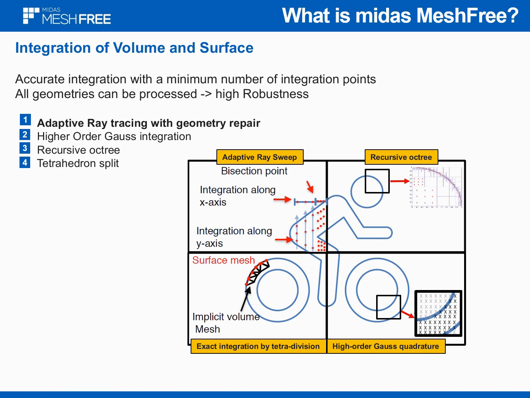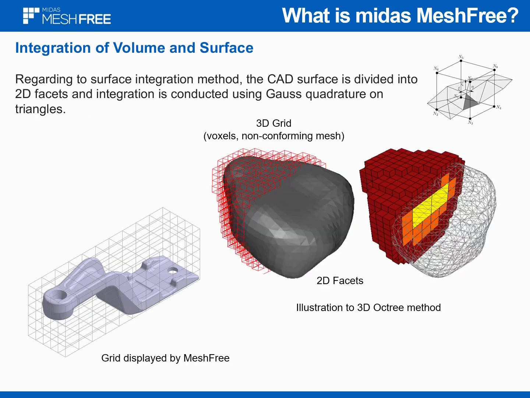So this also will make more dense integration points close to the boundary. And the fourth one is called tetrahedron split. This one is used as the backup. Actually, methods number 2, 3, and 4 are used as the backup in case there are issues with the geometry itself. So in the worst case, a tetrahedral mesh will be generated like in classic FEM, and this mesh will be used only for volume integration. So this is how MeshFree works.